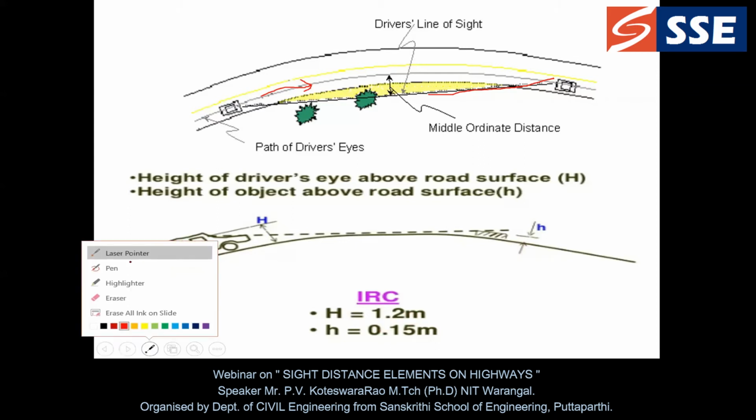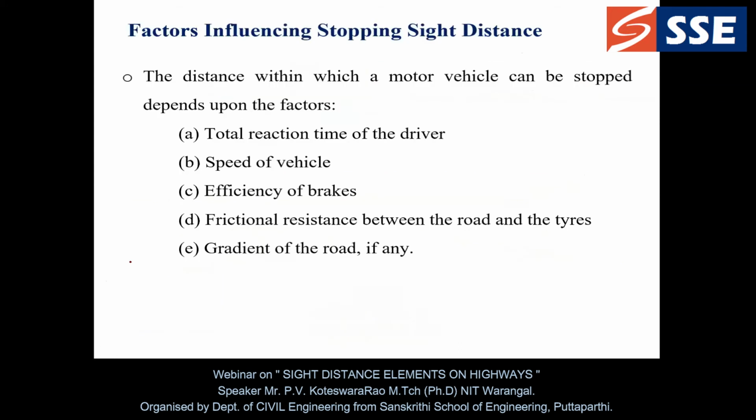Now, what are the different factors influencing the stopping sight distance? In general, we can observe these. Please observe: total reaction time of the driver, speed of the vehicle, efficiency of the brakes, frictional resistance between the road and the tire, and gradient of the road if any. Just observe these five. What is the first one? Total reaction time of the driver.